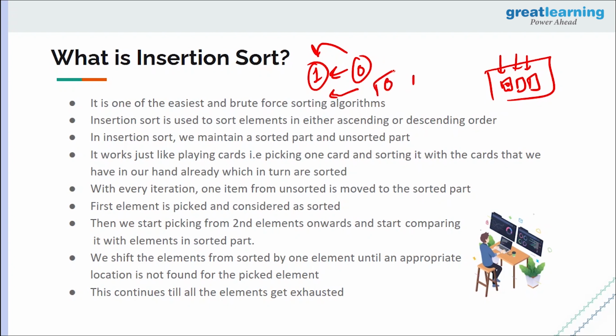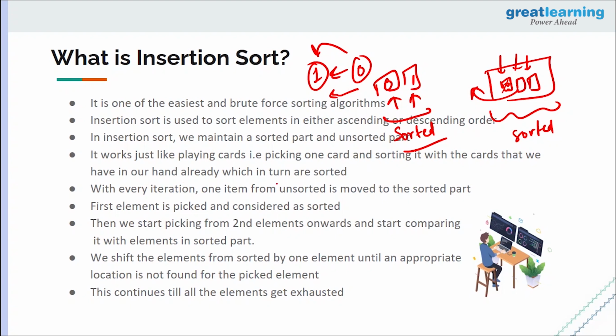Now you have 0 and 1. These are the two cards that are present and both of these are sorted. Insertion sort works in such a manner that you will always have two parts: one is the sorted part, obviously, which is in your hand, and one is the unsorted part, which is on this deck. Similarly, you will start picking these cards one by one and keep sorting them.